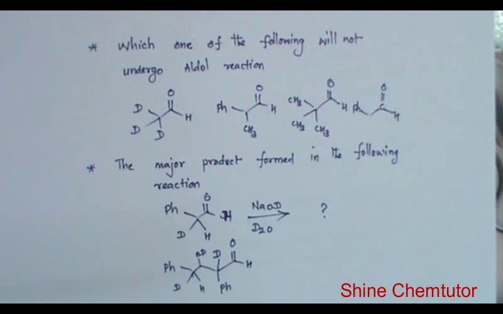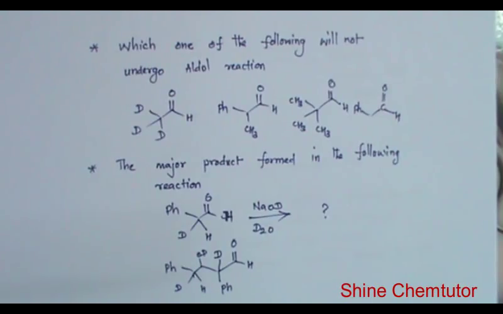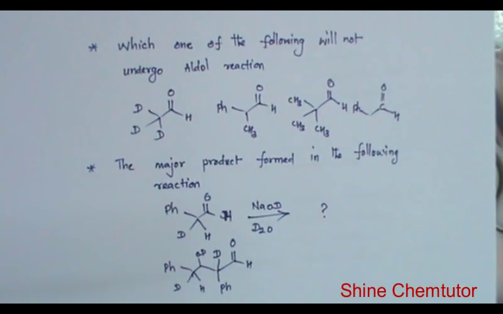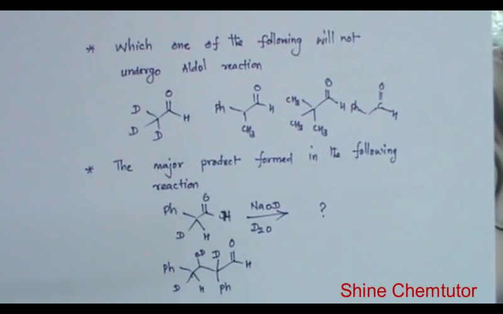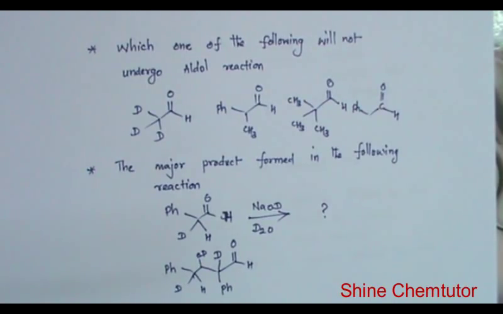It is understanding. Which one of the following will not undergo aldol reaction? I have given 4 compounds. The first one is basically acetaldehyde, but here we have deuterium. The second one, once again, is an aldehyde. The third one, all 4 are basically aldehydes. Which one will not undergo aldol reaction? If you know the mechanism and have understood it, then you can answer this. The requirement for aldol reaction is alpha hydrogen. The substrate which doesn't have alpha hydrogen cannot undergo aldol reaction.